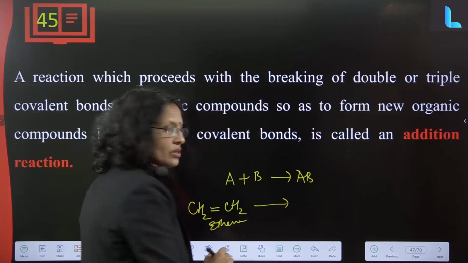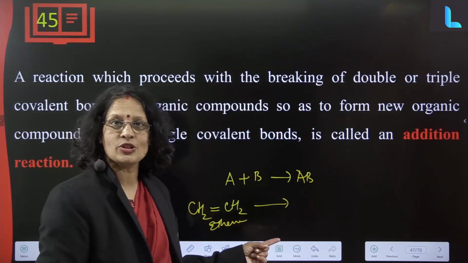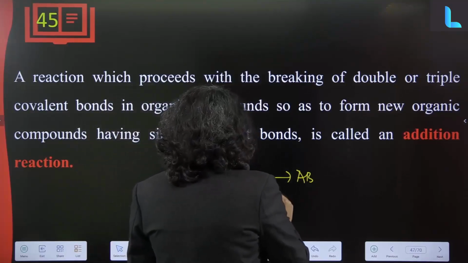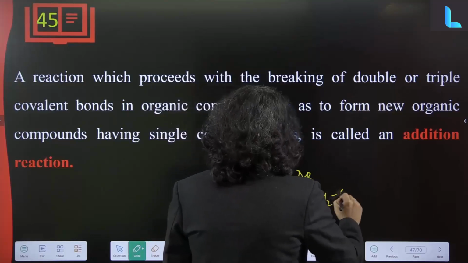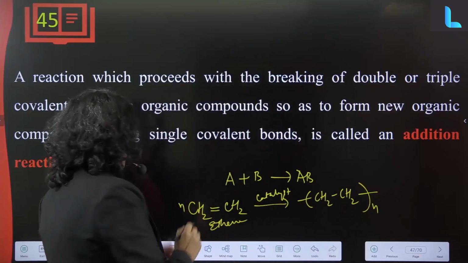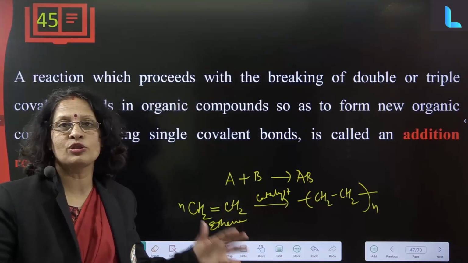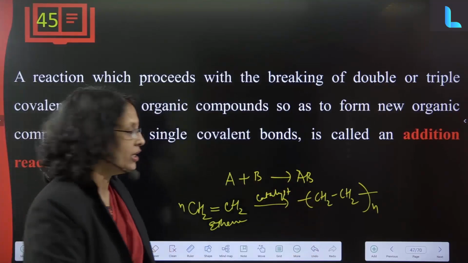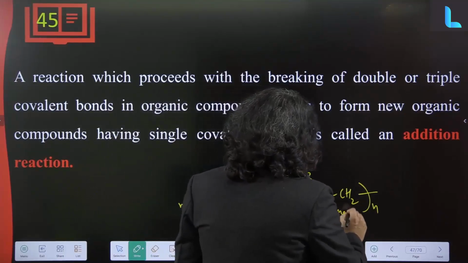All of you use polythene bags for carrying different stuff. So ethene undergoes polymerization in presence of a catalyst. Here N means N number of molecules, long chain molecules with high molecular weight. This ethene undergoes polymerization to get polythene. So in polythene, double bonds are breaking and single bonds are obtained.